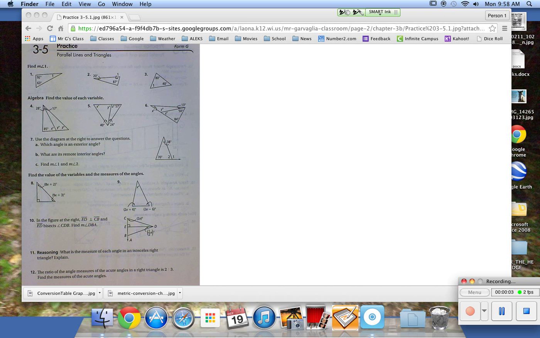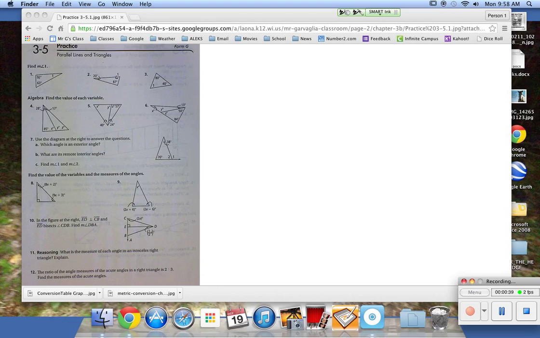Section 5, Chapter 3. We've gone through things with parallel lines. We've learned about interior angles, exterior angles, alternate angles. All right, we've learned about supplementary angles, complementary angles. All right, we're starting to get into triangles now. You're going to start using a lot of the stuff that we've learned up front in this chapter.